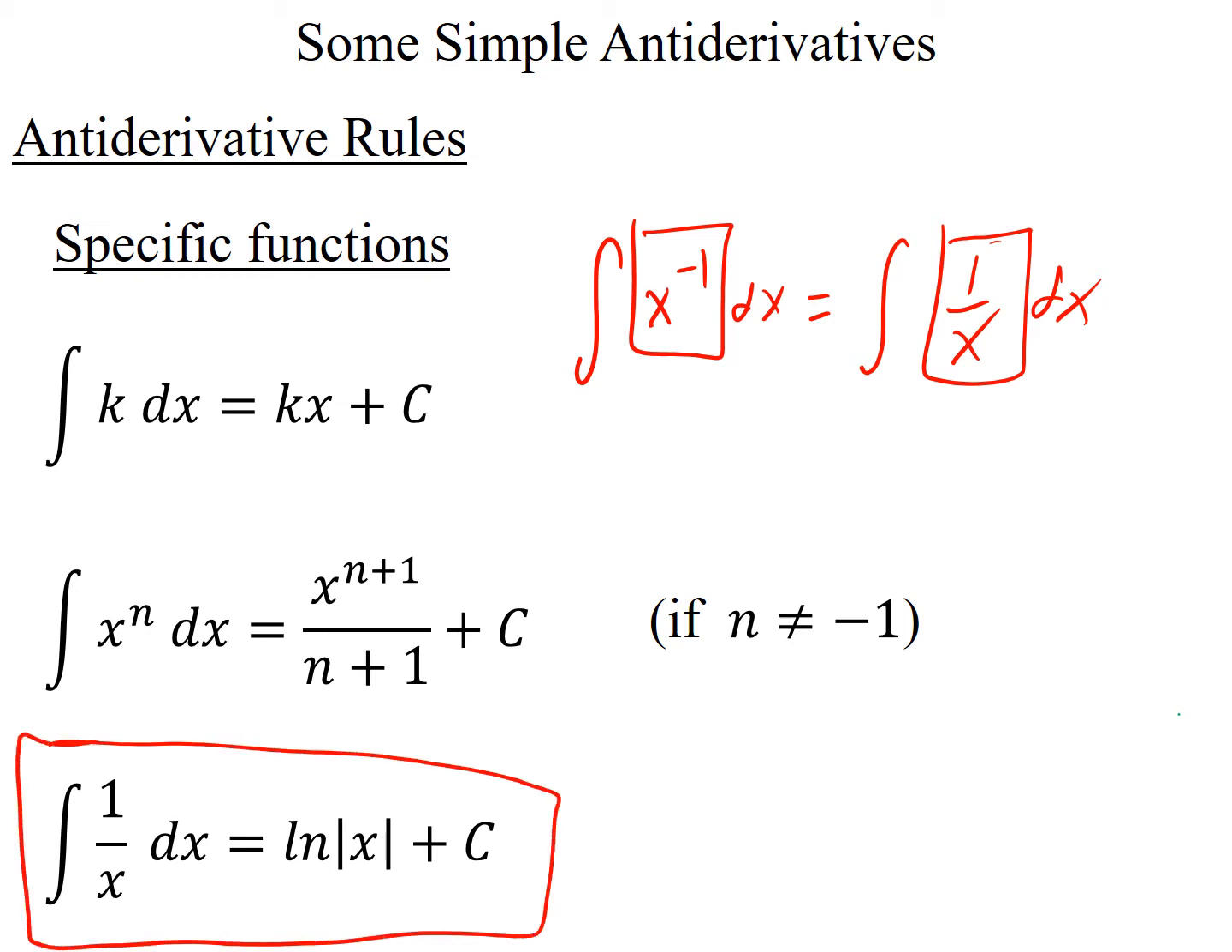Okay, and this is a very important one to memorize. And again, I'm not deriving it or anything. Just memorize it. Antiderivative of 1 over x. The answer is natural log of absolute value of x. Don't forget the absolute value. A lot of people write natural log of x. Please put the absolute value around the x. Not around the whole thing, just around the x. So it's natural log absolute value of x, and then plus c.